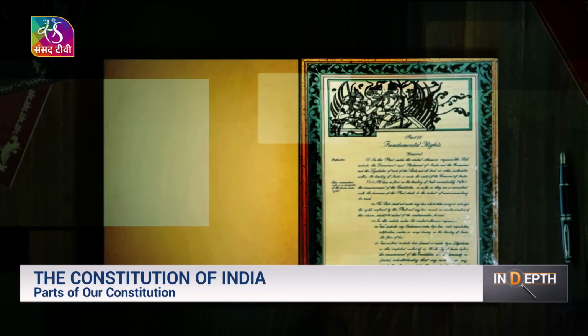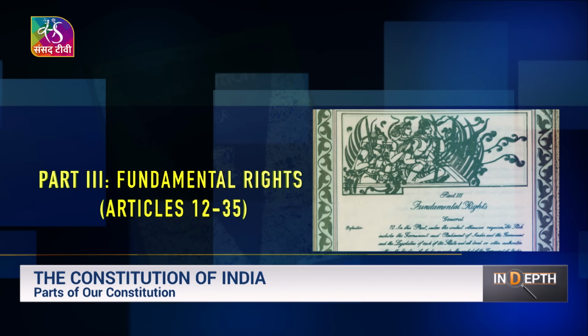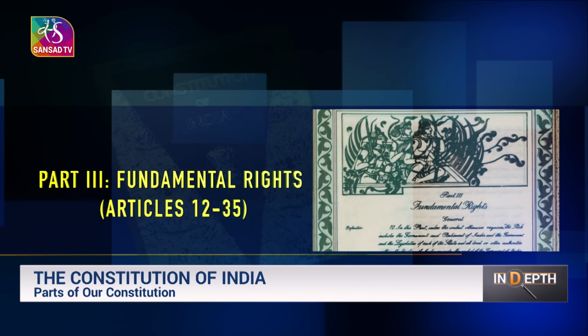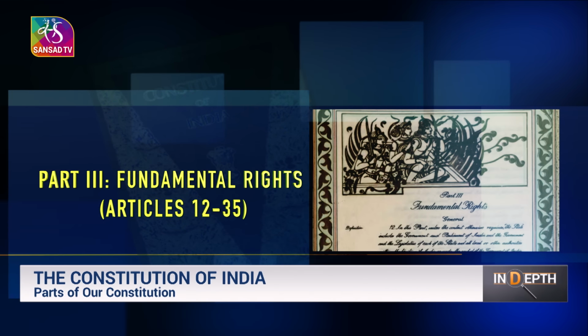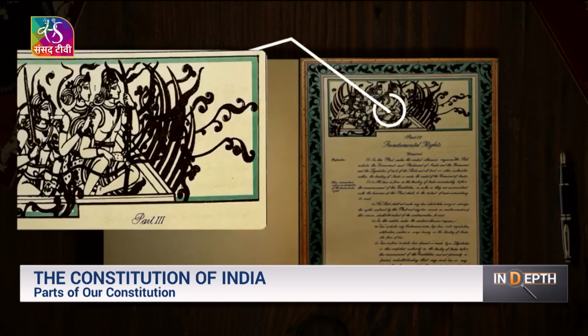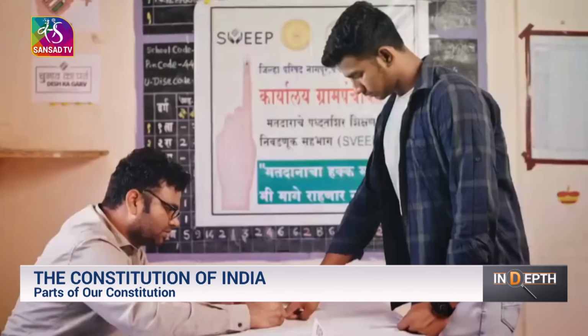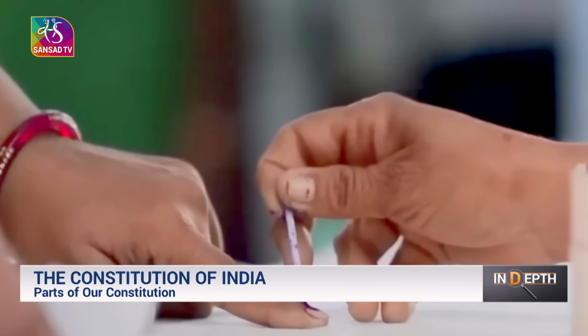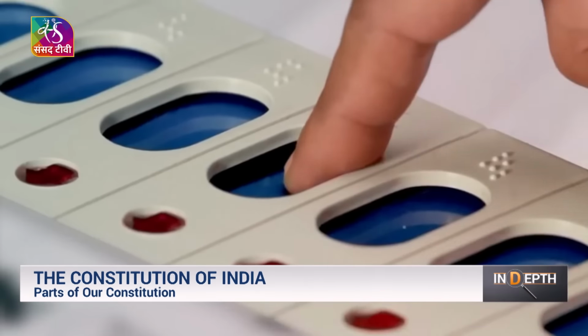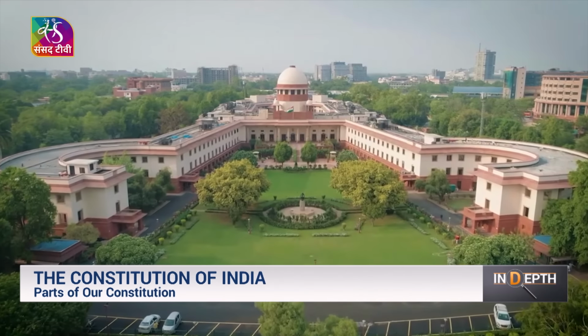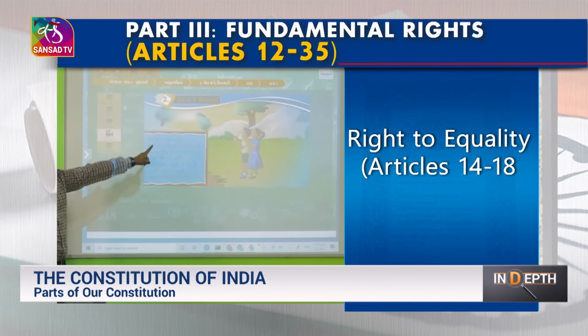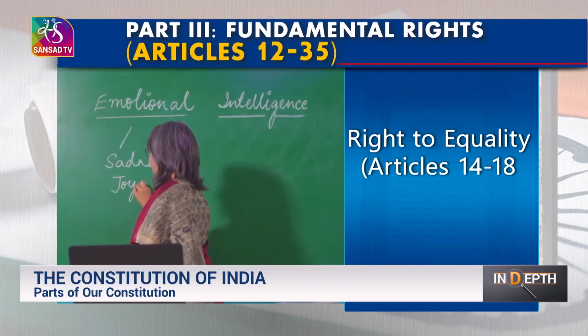Part 3. Fundamental Rights. Articles 12 to 35. One of the most significant sections of the Indian Constitution. Part 3 enshrines the fundamental rights of the citizens. These rights are guaranteed and protected by the Constitution, and any law that contradicts these rights can be struck down by the judiciary. The rights include right to equality, from Articles 14 to 18.